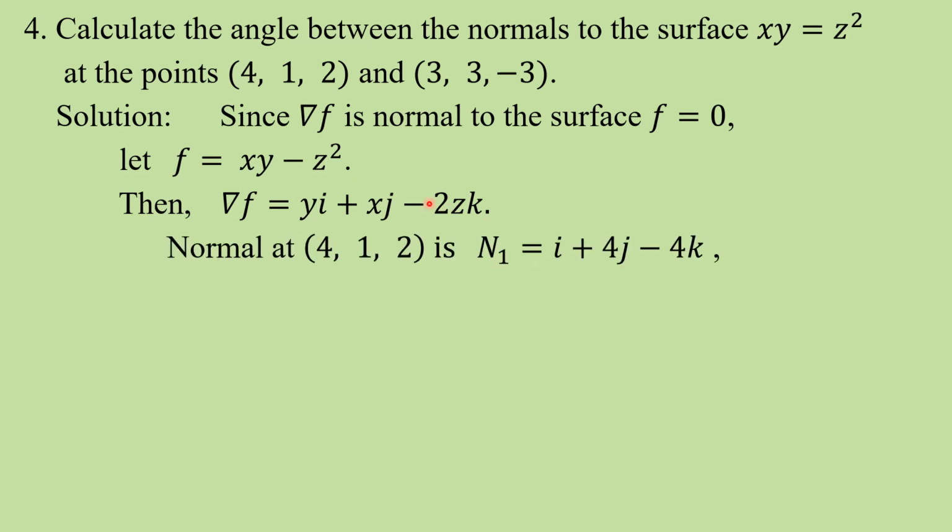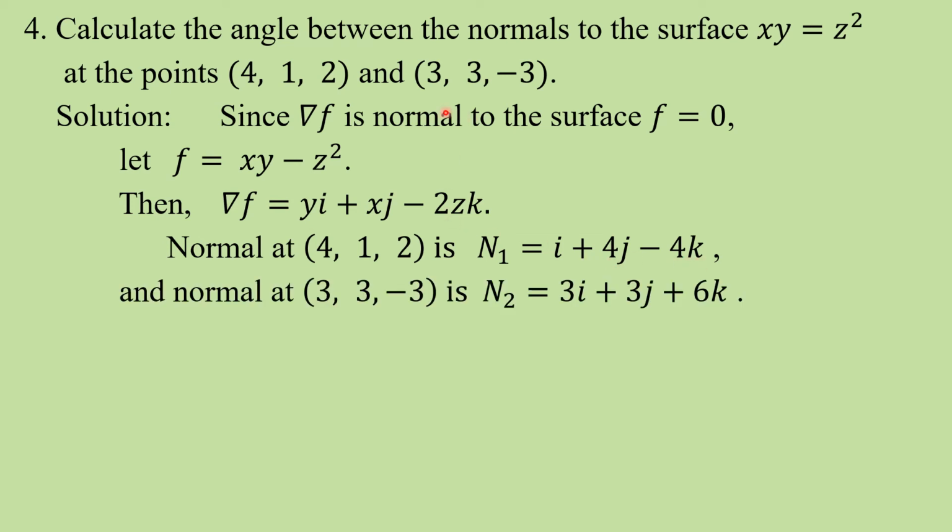So at these 2 points, let me take the normal at (4, 1, 2) as n1. Substituting x as 4, y as 1, z as 2, n1 is equal to i plus 4j minus 4k. Similarly, the normal at the point (3, 3, -3), let me denote it as n2. At (3, 3, -3), del f gives 3i plus 3j plus 6k.